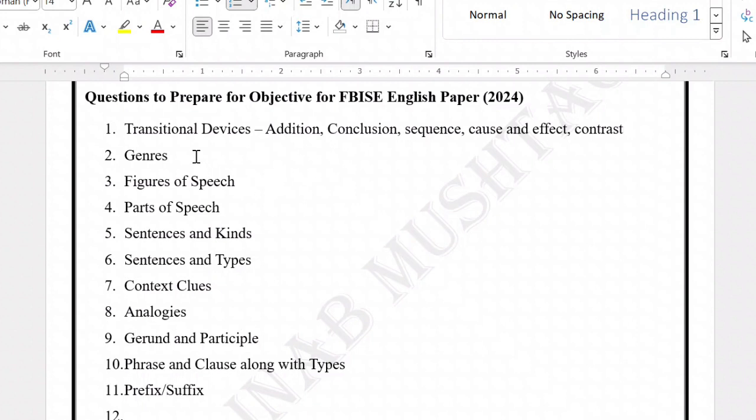At the same time, you have to prepare genres. What are genres? Genre means the text lies under fiction, non-fiction, and the further subtypes of these genres.